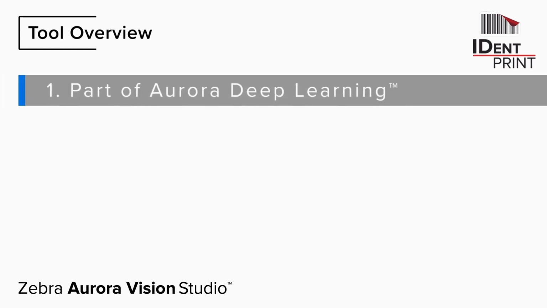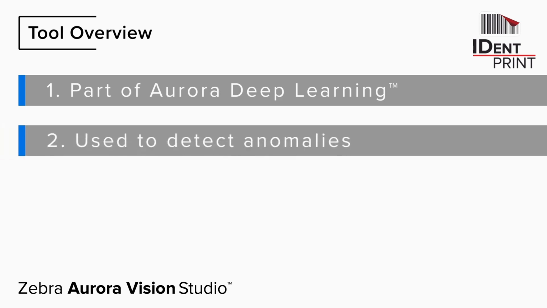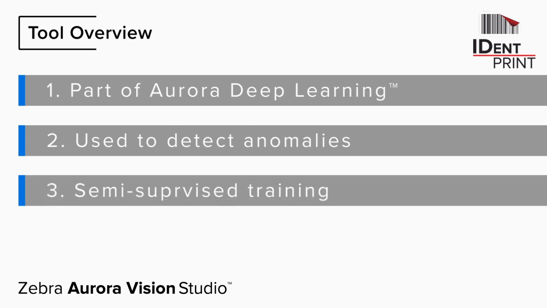The Detect Anomalies, or DA in short, is one of the deep learning-based tools available in Zebra Aurora Deep Learning add-on. It is used to locate anomalies from the learned pattern that are present in the entire image. Contrary to other tools, Detect Anomalies features a semi-supervised training mode, which means that we don't mark defects manually, but classify the good and bad samples instead.